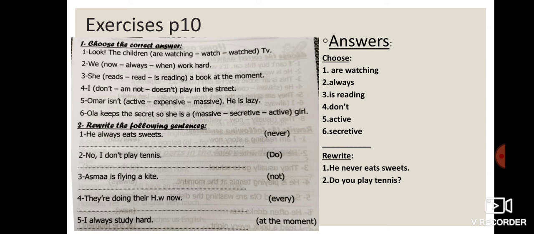Okay, number 3, Asma is flying a kite. Make a negative. So, of course, Asma isn't flying a kite. We just put not after is. Number 4, they are doing their homework now. I want to write every, so I'm going to change from the present continuous tense to the present simple tense. In order to write that, I must cancel the things that express the present continuous. I'm going to cancel are, ing, and now. And the answer will be they do their homework. Sorry.